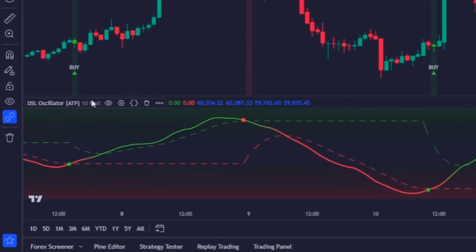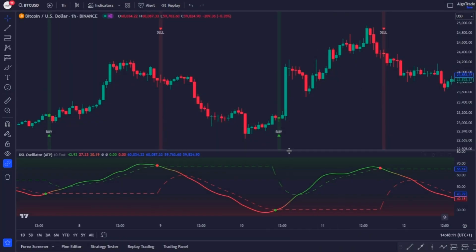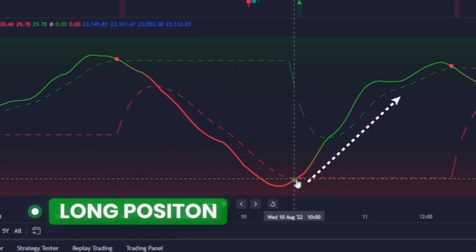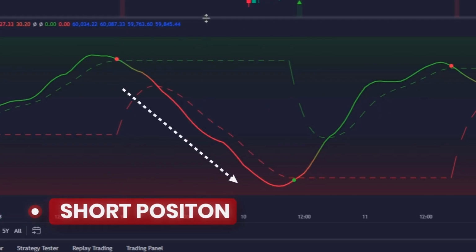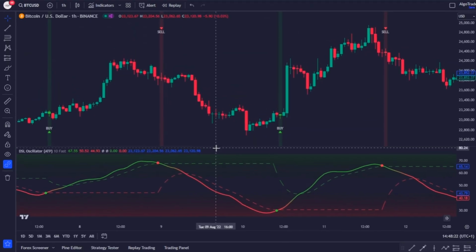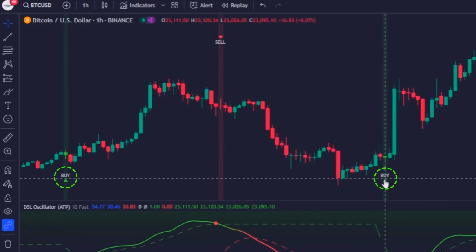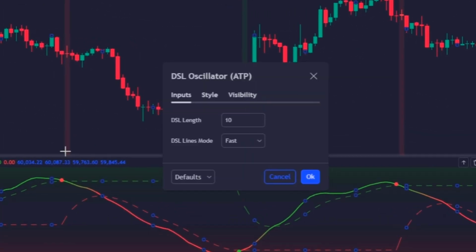The DSL oscillator is displayed as a histogram and it is very intuitive to use. When these green dots appear, it means it is a good time to enter a long position, and the opposite goes for these red dots. In addition, this indicator also displays the entry signals on your charts, so you can be sure when to enter a new position. By default, it uses a length of 10 and this fast option, which will be the settings I will use for today's analysis.